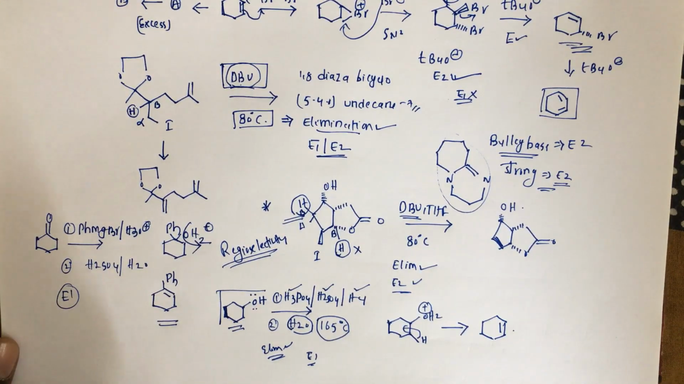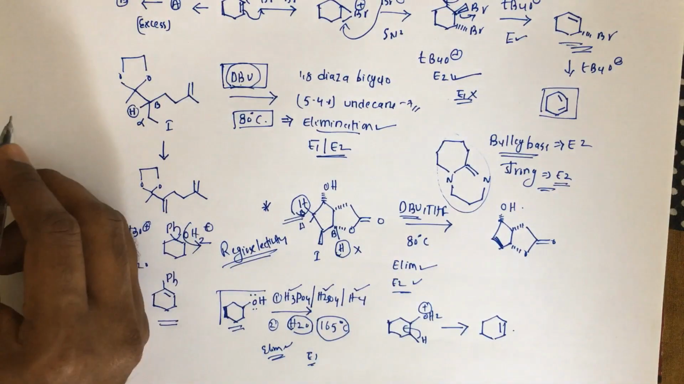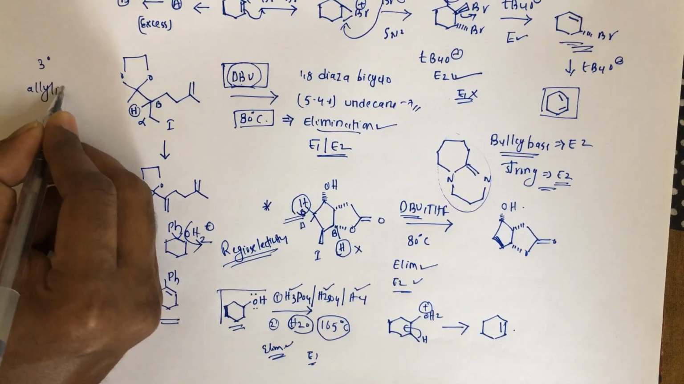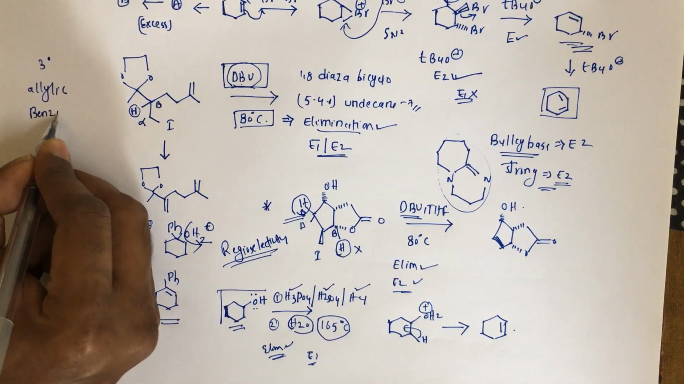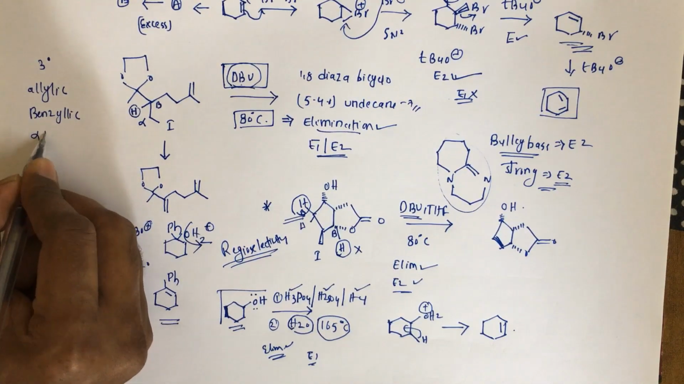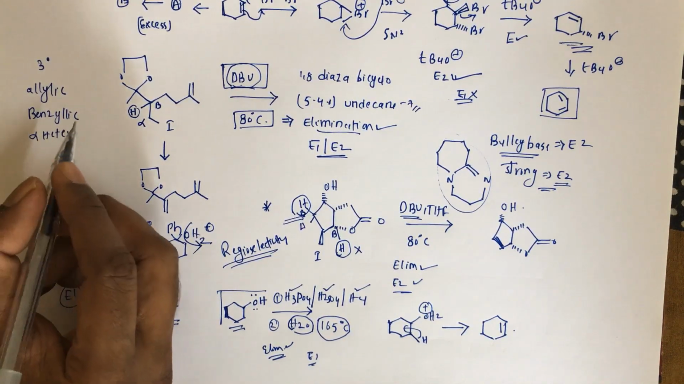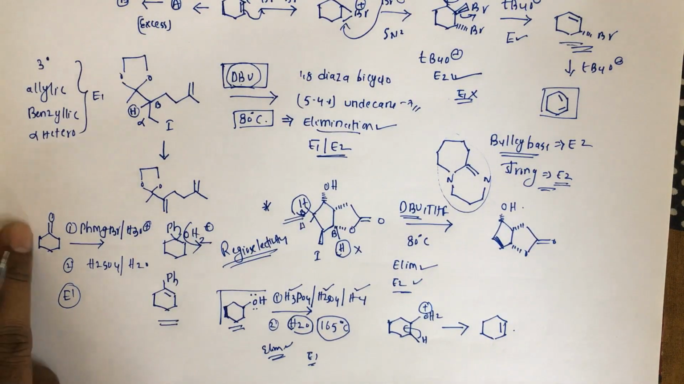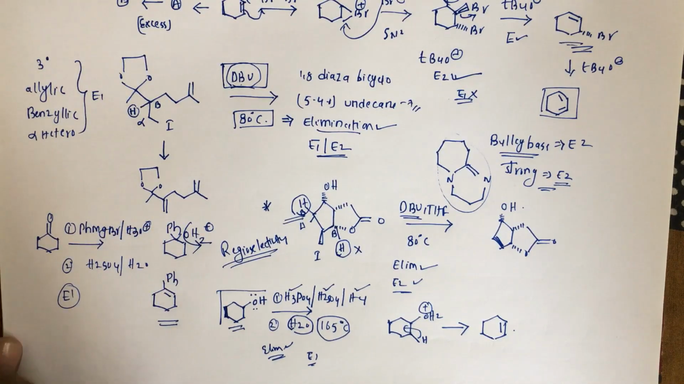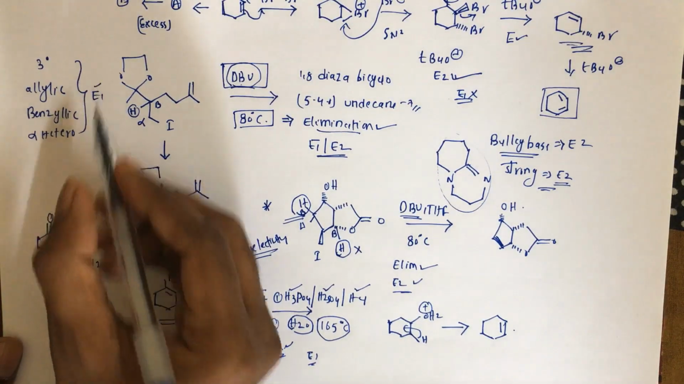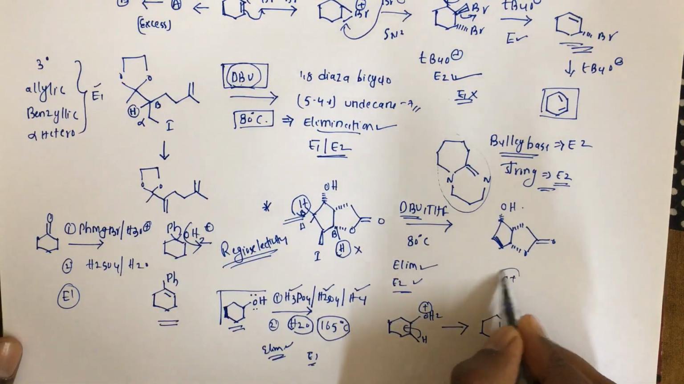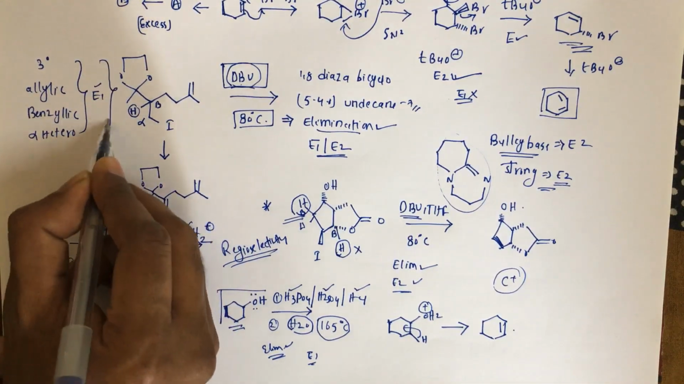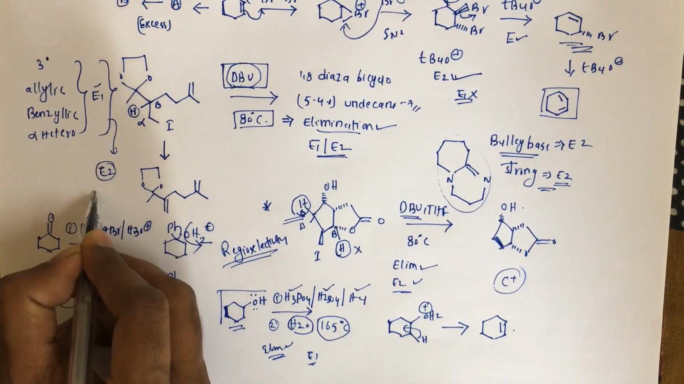Okay, so the final conclusion is like this: tertiary carbocations, allylic carbocations, benzylic carbocations, alpha-hetero carbocations. Okay, these all undergo E1 elimination reactions, because for E1 elimination reactions, the stability of the carbocation is very important, and this is one thing we need to remember. So these all undergo E1 elimination, and these all can also undergo E2 elimination in the presence of a strong base.